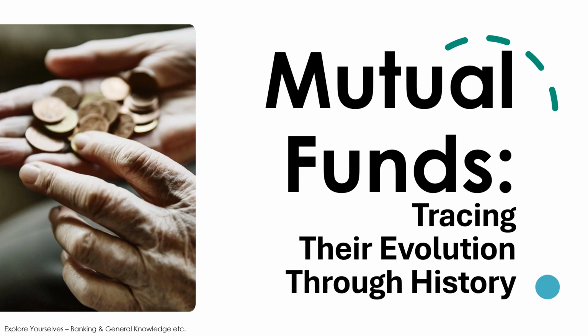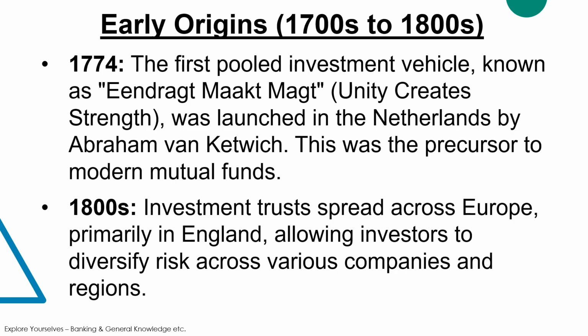Mutual funds, tracing their evolution through history. Early origins, 1700s to 1800s. 1774, the first pool investment vehicle, known as Eendragt Maakt Magt, meaning Unity Creates Strength, was launched in the Netherlands by Abraham van Ketwich. This was the precursor to modern mutual funds. 1800s, investment trusts spread across Europe, primarily in England, allowing investors to diversify risks across various companies and regions.